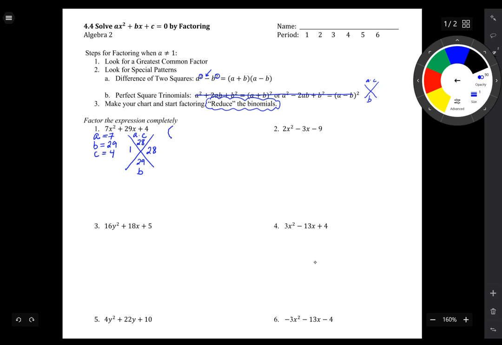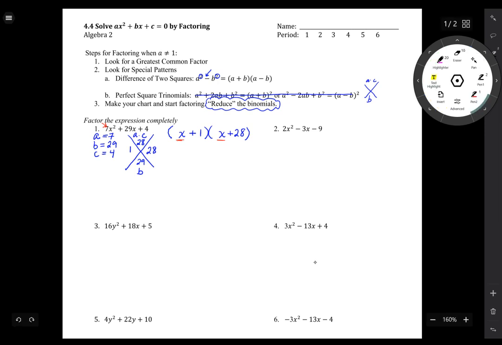Most students think this is what we're supposed to do, so I'm going to think like a student here. We're going to put x plus 1. Is that correct? Well, here's how it's not correct. If I multiply x and x, I get x squared, but we are supposed to get 7x squared. So we know we did something wrong. That's not going to work.